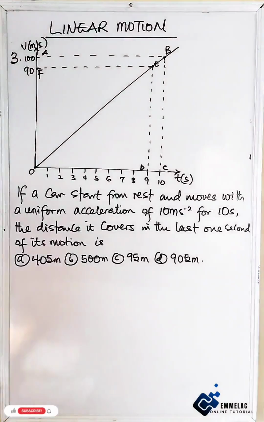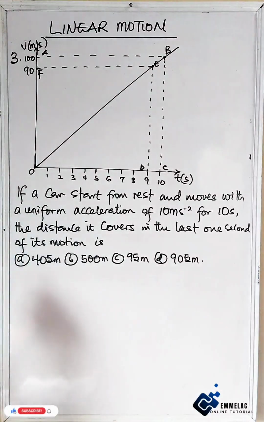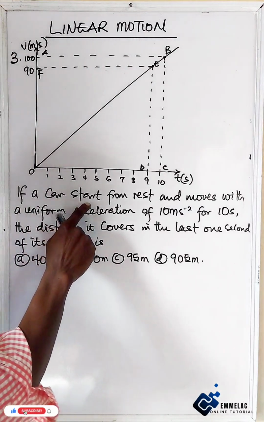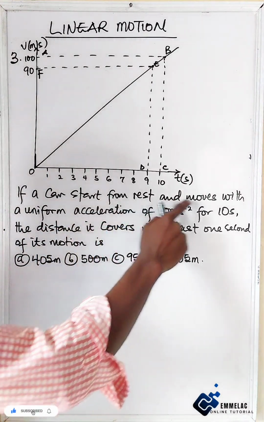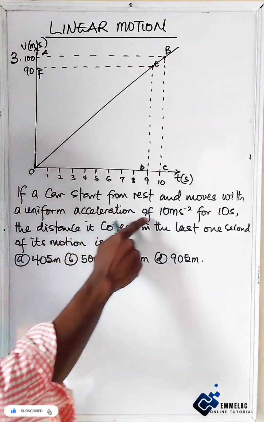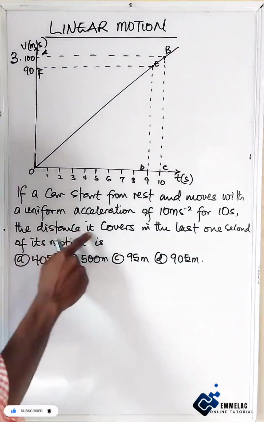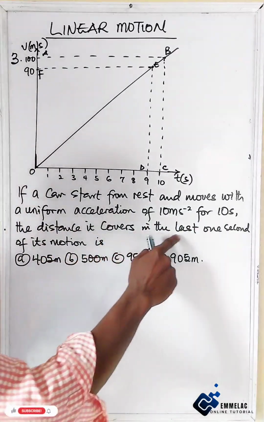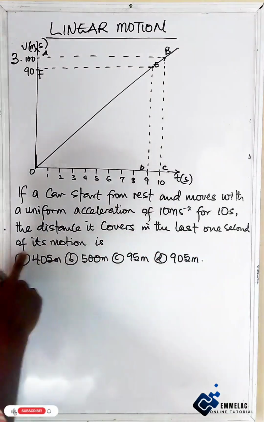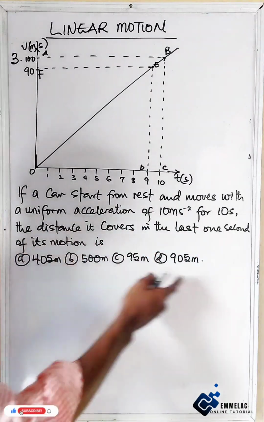Now looking at this question, you're told that if a car starts from rest and moves with a uniform acceleration of 10 meters per second squared for 10 seconds, the distance it covers in the last 1 second of its motion is, and we're given these options.